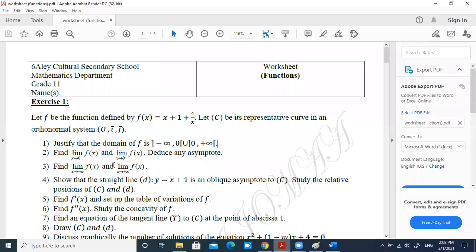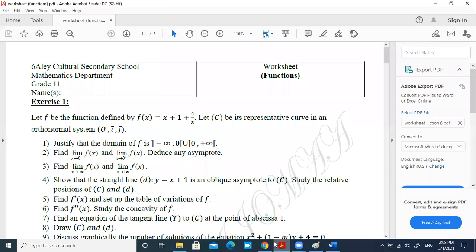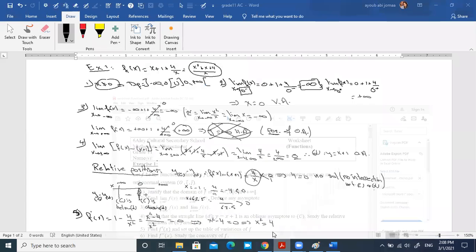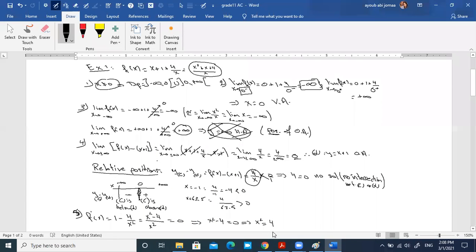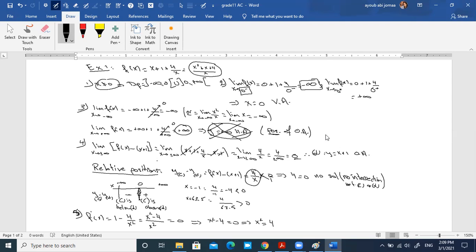in part 3, limit at negative infinity and at positive infinity. Here, at negative infinity, replace x by negative infinity, so you get negative infinity plus 0, which is negative infinity. The same idea as x approaches positive infinity: it is positive infinity. In part 4, prove that the line D of equation y equals x plus 1 is an oblique asymptote, and set the relative positions. The limit of the function minus (x plus 1) is equal to the limit of 4 over x, 4 over infinity equals 0. Therefore, the line of equation y equals x plus 1 is an oblique asymptote.